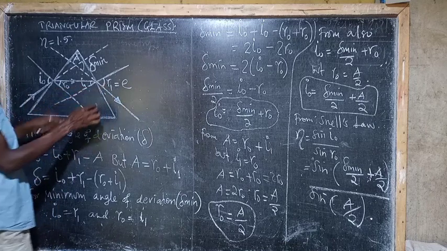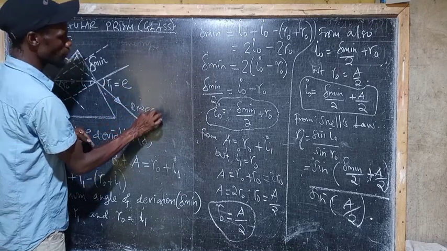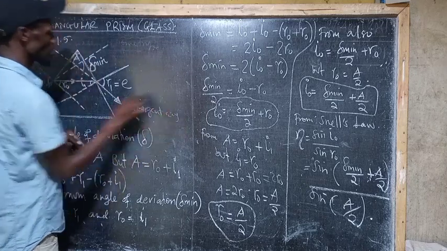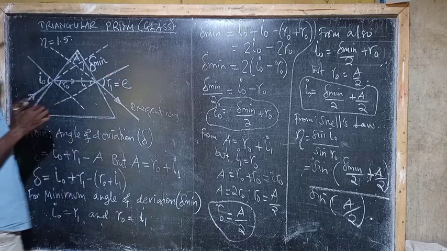But in this case, it is called emergence. It is called emergent ray, and it is called angle, emergent angle. That is what I've explained.